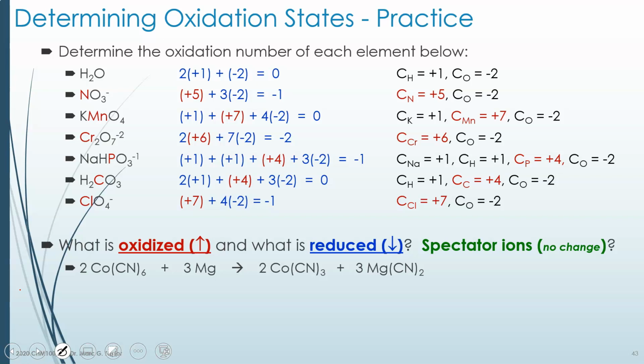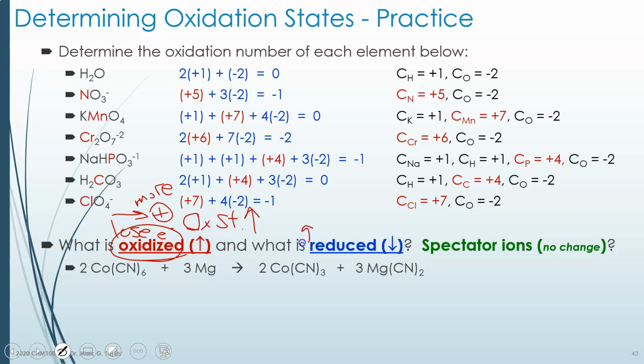So here's a question. What is oxidized and what is reduced in the following reaction, and what are the spectator ions? Well, first we have to know what that means. Oxidized means that the oxidation state is going up. And we can just say oxidation state is increasing. In other words, the charge is getting more positive. It's getting to be a bigger number. It's oxidizing. It's losing electrons. So this is losing electrons, oxidizing. The charge goes up. The oxidation state goes up.